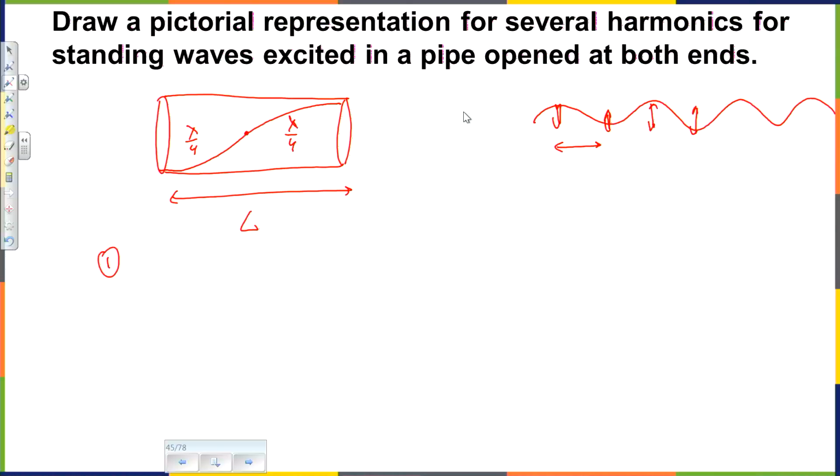For the first mode, the relationship between the length and the wavelength is this. Well, this is the first one, or the fundamental one. We can solve it for the wavelength.